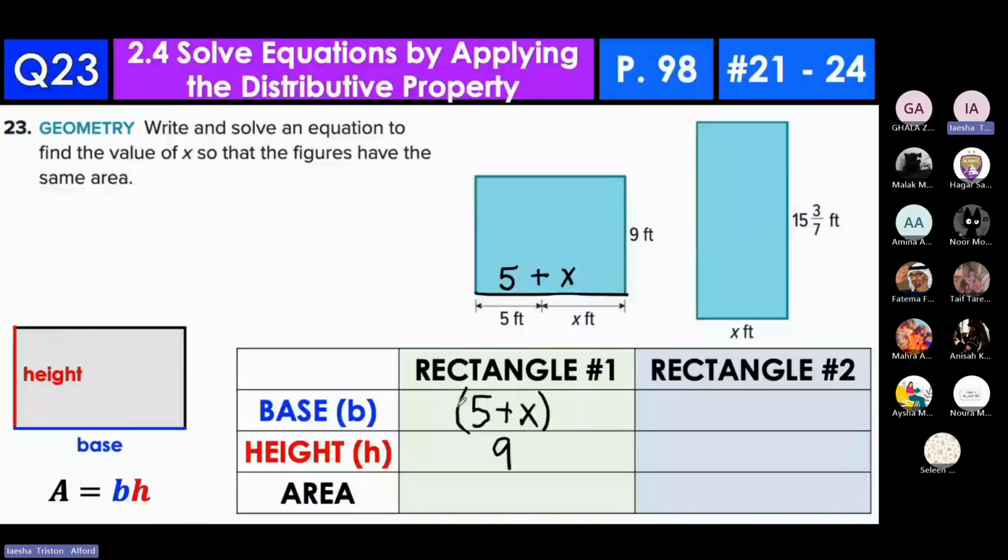I'm going to keep the 9 first, right? Because it is easier. I'm going to keep the parentheses second. Everybody okay? Yeah. All right. The second rectangle, what is the base? x. This one, I don't like it, okay?